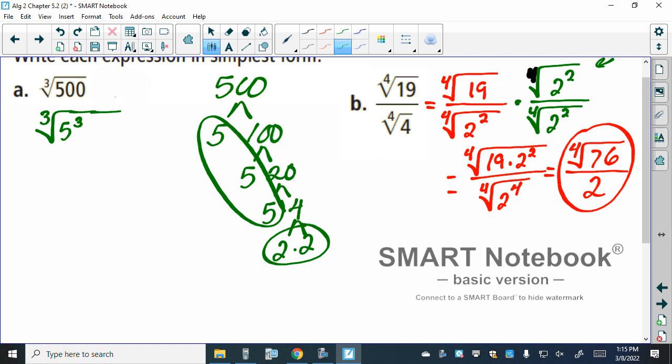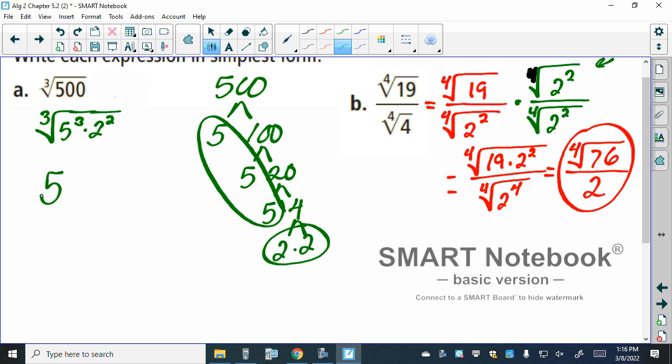Five cubed times 2 squared. Well, we know what the cube root of 5 cubed is. It would be 5, because the 3 in the cube root and the 3 in the exponent would simplify out.